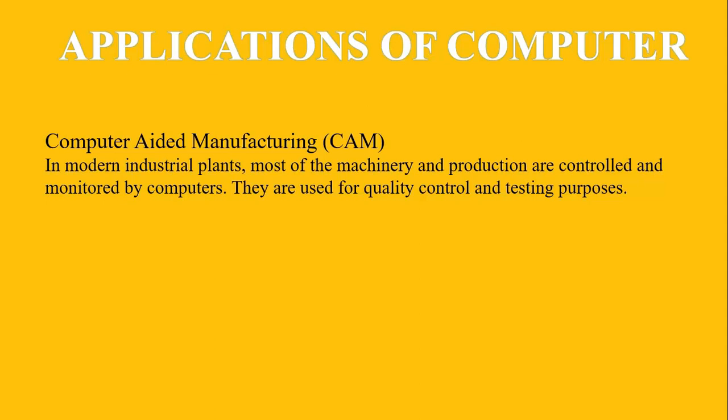In modern industrial plants, most of the machinery and production are controlled and monitored by computers. They are used for quality control and testing purposes. For example, in car manufacturing, instrument panels of cars are connected to a computer for a complete check of all functions before the panel is sent for installation.